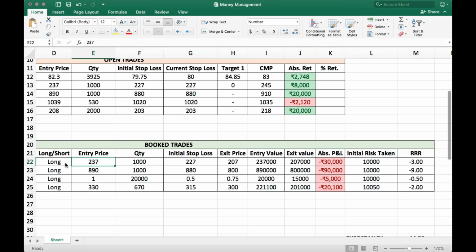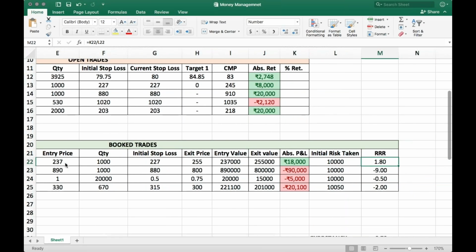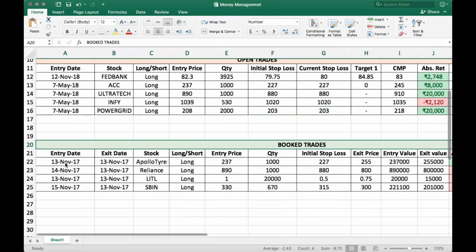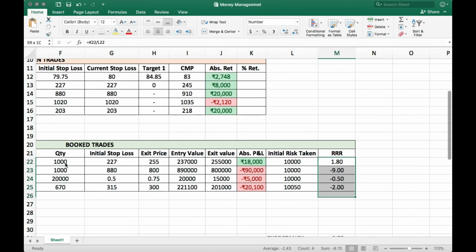When you entered at 237, 247 would have been your T1. Let's say you got 255. So you took a risk of 10,000. You made 18,000. So 1.8R. Is this calculation fine? This is essentially this divided by this. How much I made divided by how much risk I took. It's a conversation between you and the stock market. When I see this number, this will tell everything about you.